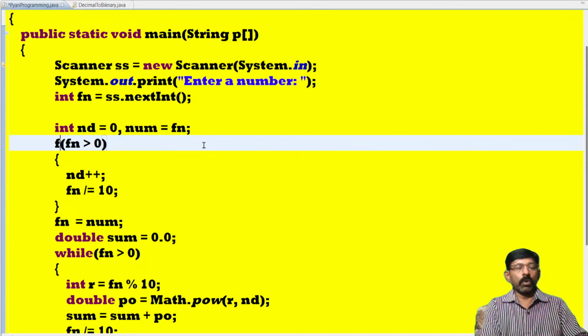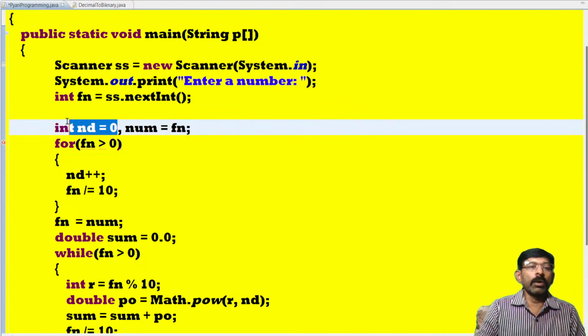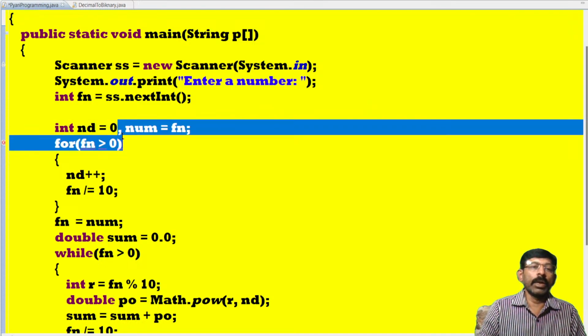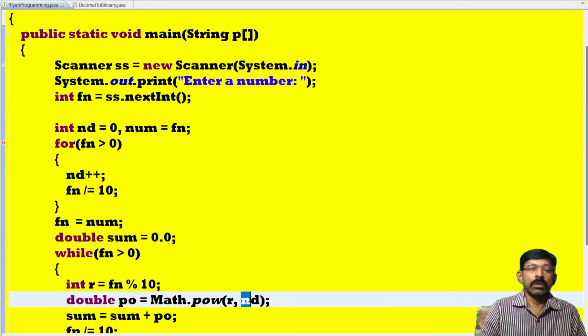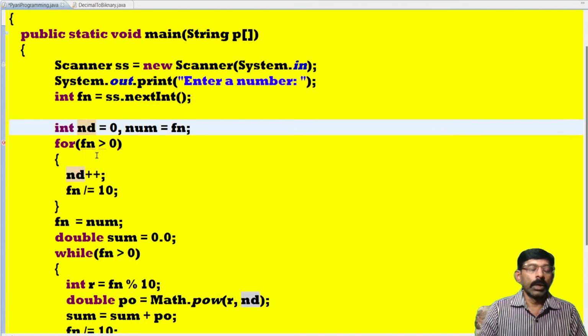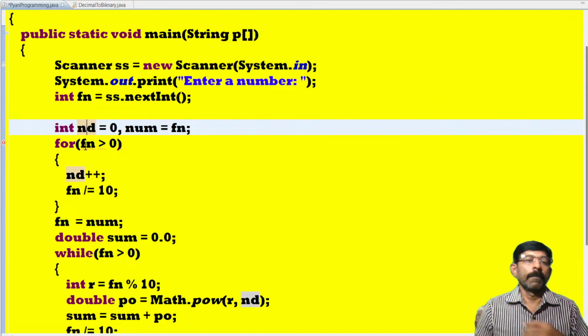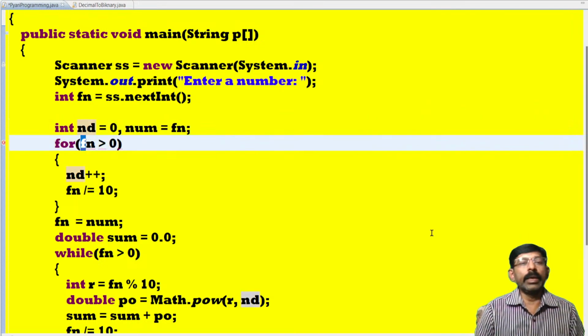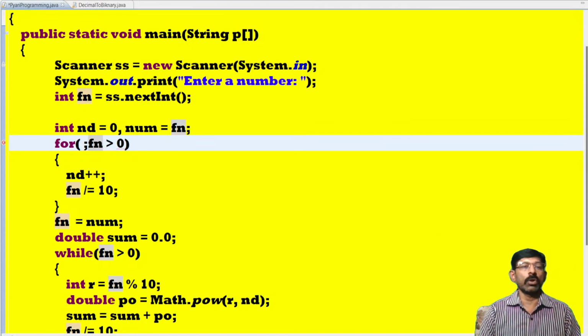Instead of this, use a for loop. The number of digits nd equal to 0 is already taken over here. I cannot take this one local, because the number of digits is required after this. So it should be outside the for loop. 10th class, if you are applying the shortcut, be careful. So here int nd, where I will apply a semicolon simply because initialization is not required.